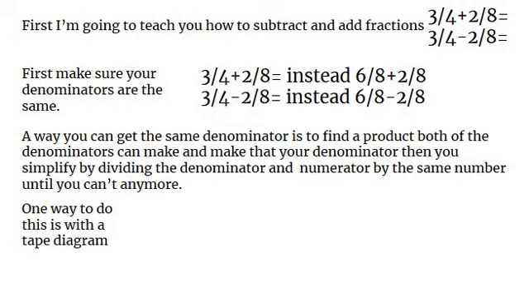One way you can get the same denominator is to find a product both of the denominators can make, and make that your denominator. Then you simplify by dividing the denominator and numerator by the same number until they can't anymore. One way to do this is with a tape diagram.